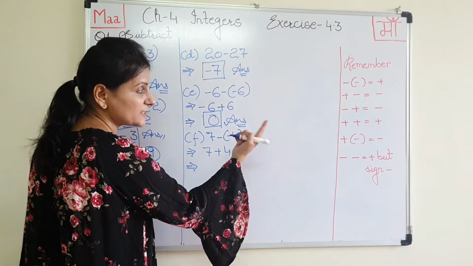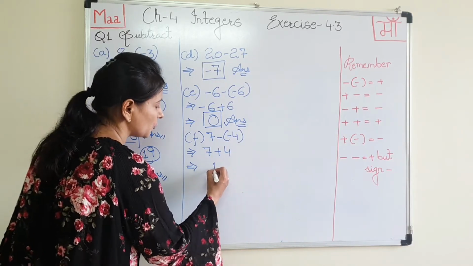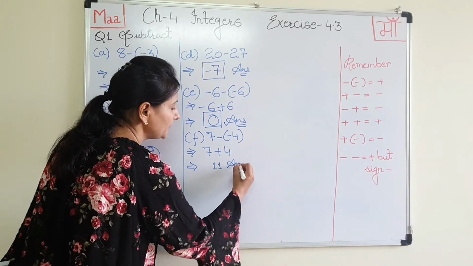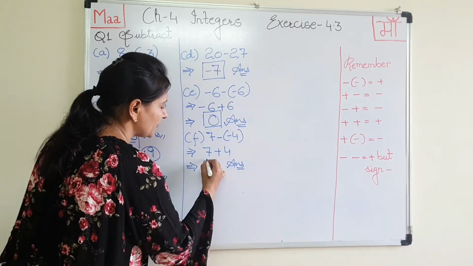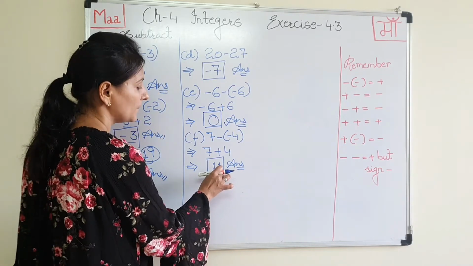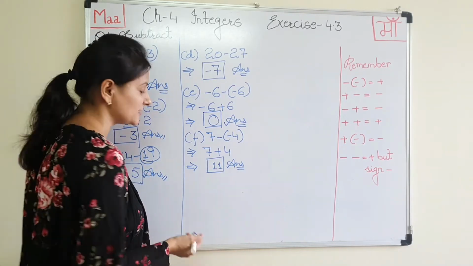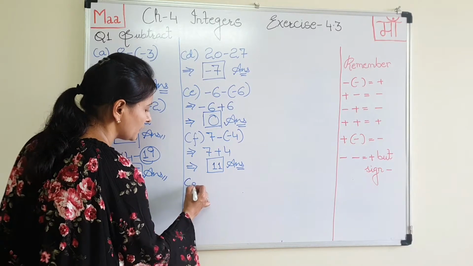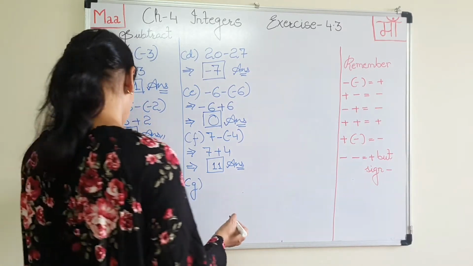So plus plus is plus. So 7 plus 4 will be 11. And when both the signs are plus, then the answer will also be with plus, positive sign. But we will not put positive because it's understood, if no sign, then it is positive only.